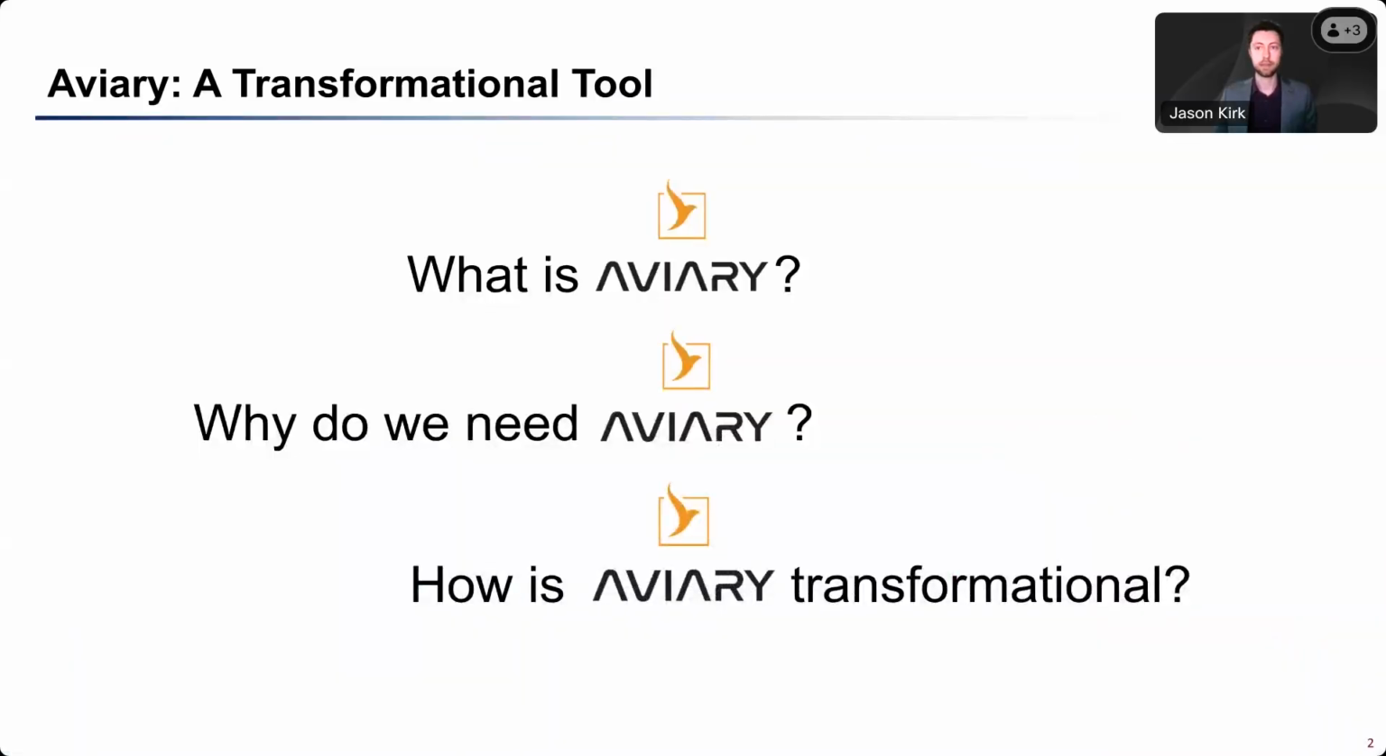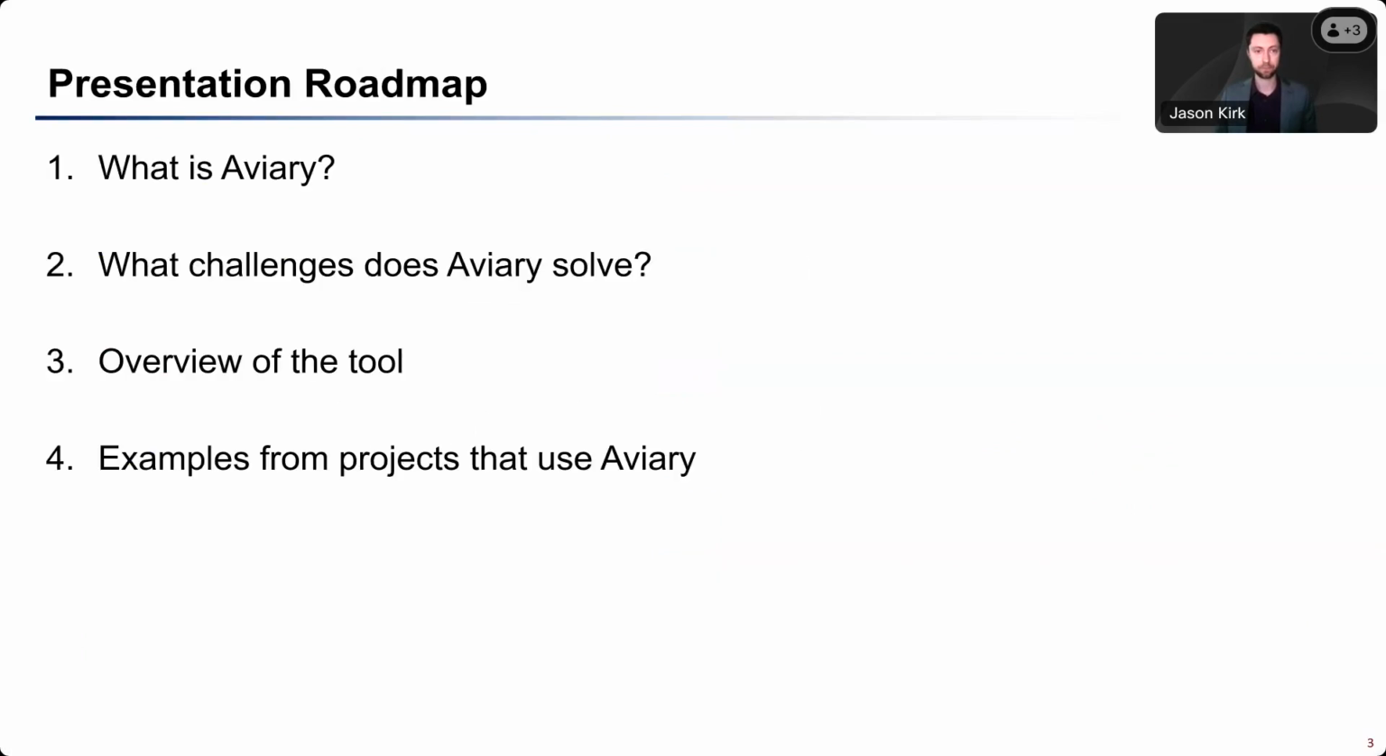Some of the main topics that I want to cover during this presentation are, of course, what is Aviary? Why do we need Aviary? And how is Aviary transformational? Breaking that down into a couple subtopics, which is an overview of what the code is, the challenges that it's intended to solve, a little overview and a deeper dive into using the tool itself, and some examples from projects that have successfully used Aviary.